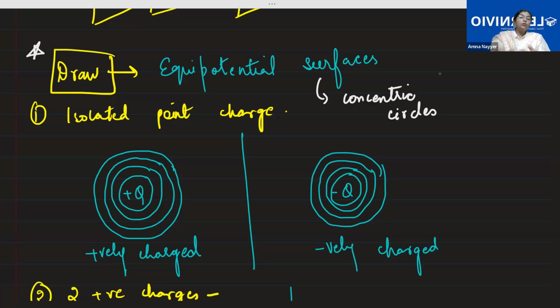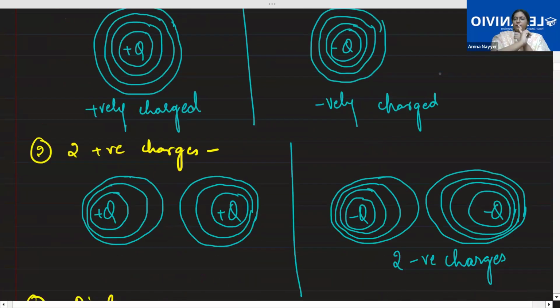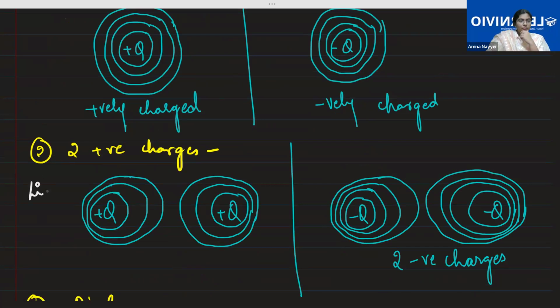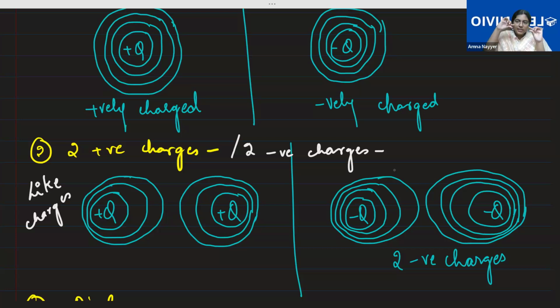But when a combination of charges is there, then it will be different. If like charges are there, two positive charges or two negative charges, they tend to repel each other. Because of which the equipotential surfaces are closer towards the periphery. Okay, on the outer side they are closer. These are the things you have to draw. That's what the test is.